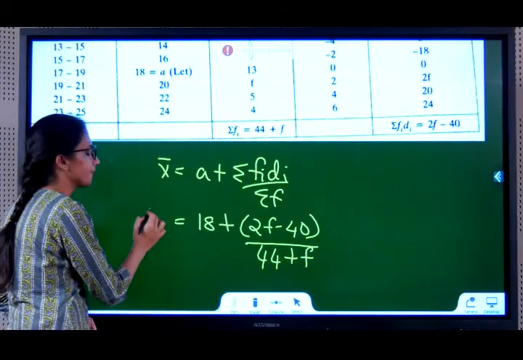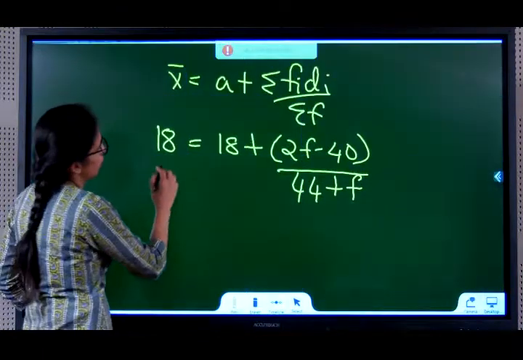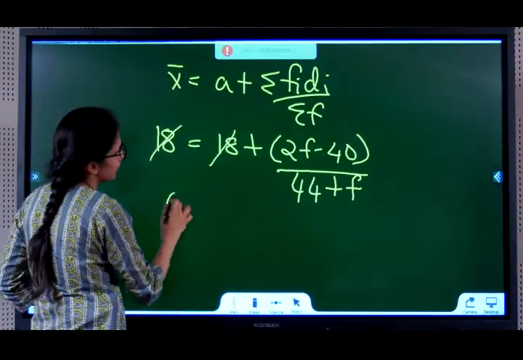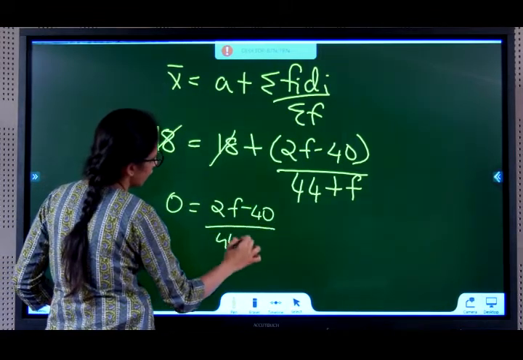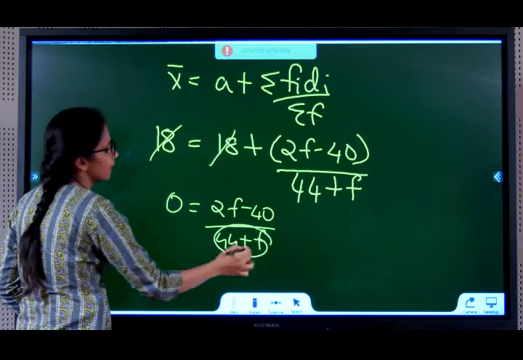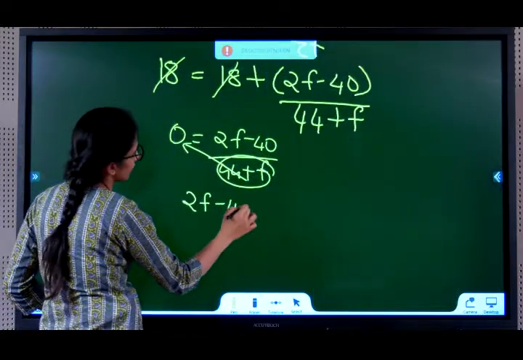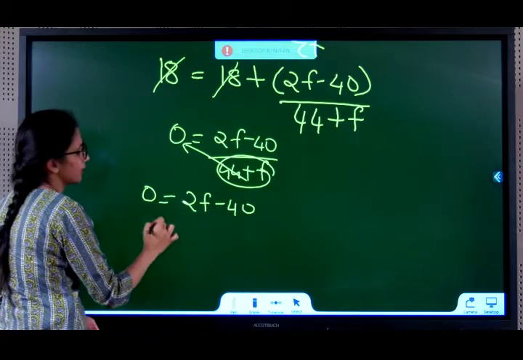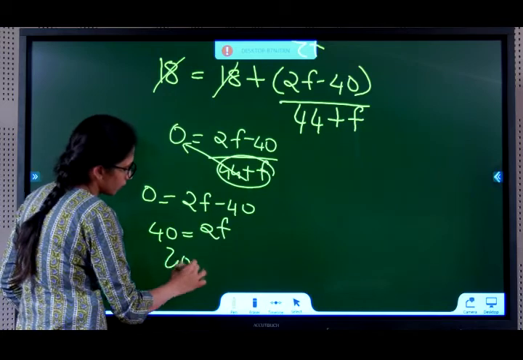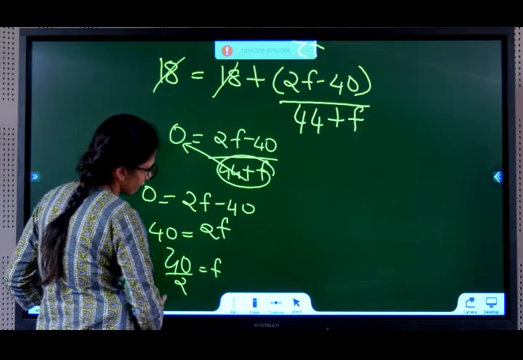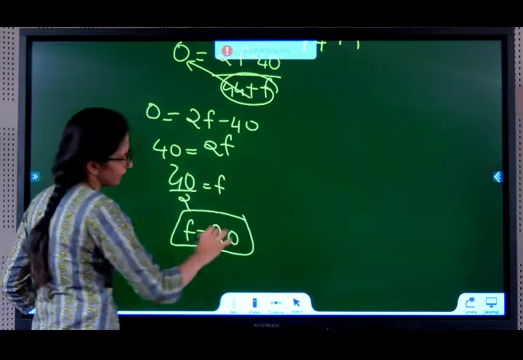X bar is given in the question as 18. So now you have to solve. 18 cancels. 0 is equal to 2f minus 40 by 44 plus f. 44 plus f will get multiplied with 0 and become 0. So 2f minus 40 is equal to 0. Send the 40 this side. 40 is equal to 2f. 40 by 2 is equal to f, and the f value is therefore 20.